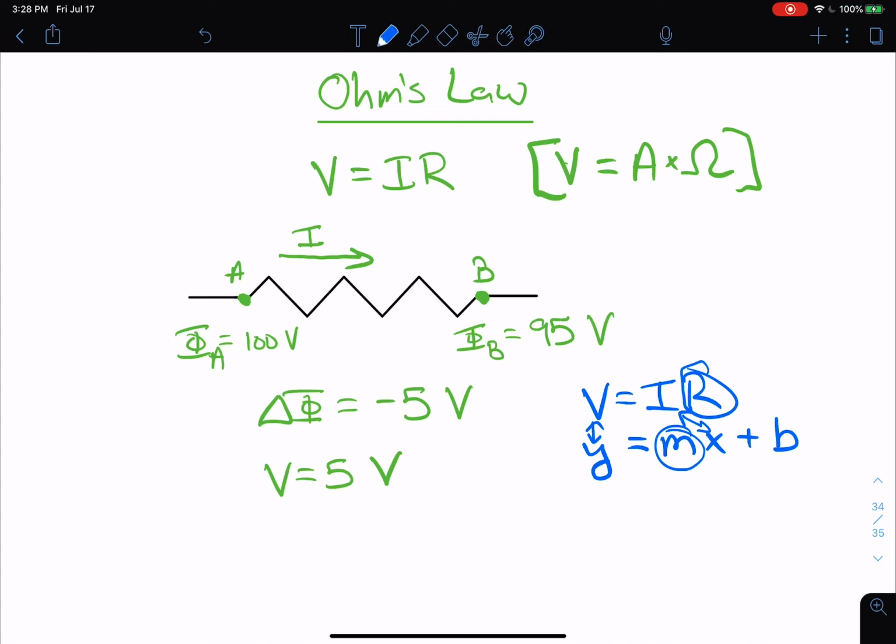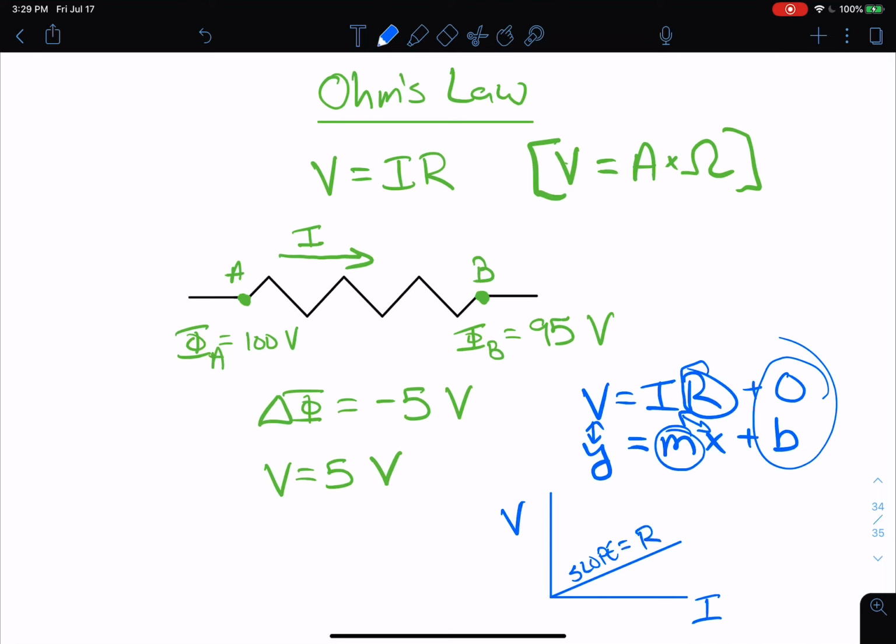And notice that we're not adding anything. We're just doing plus 0. So that means b, the y-intercept, should be 0. So that's something else we can see. So that means when we do these plots, if we do a plot of voltage versus current, it should start at 0, 0. It should look something like that. And the slope will equal the resistance.